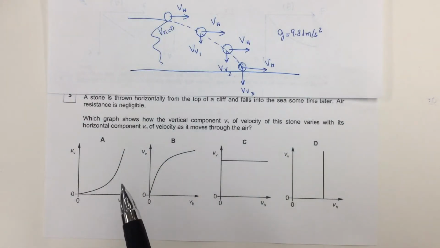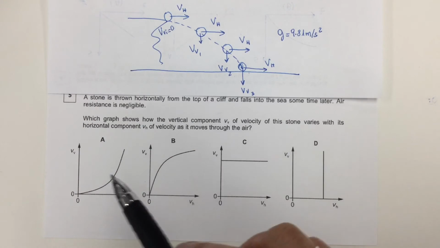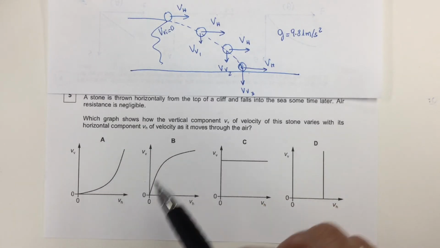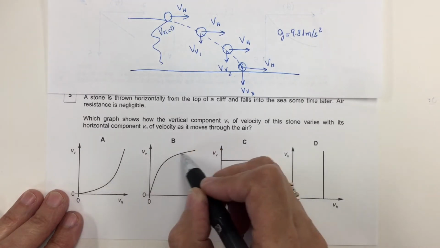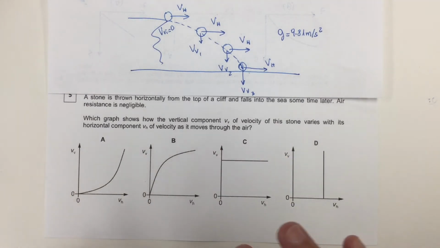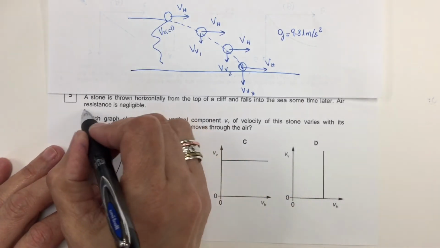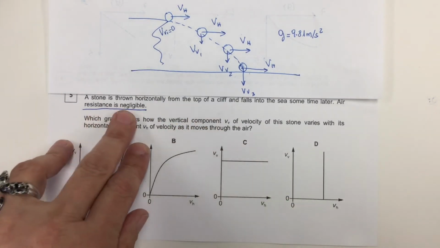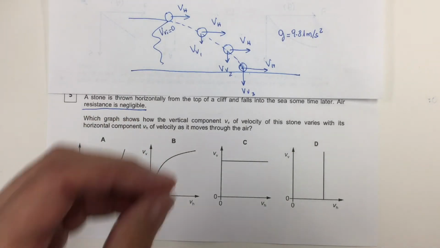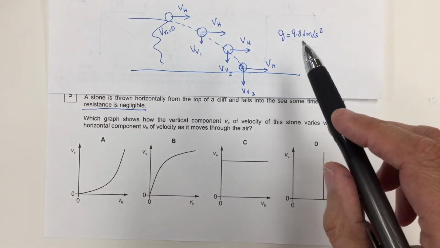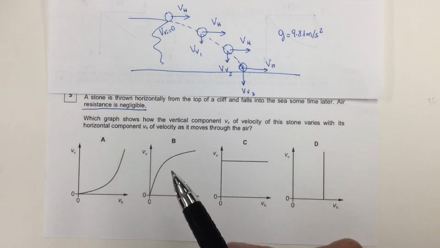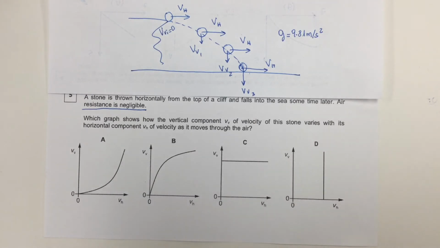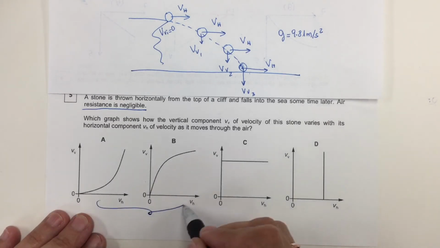I want you to look at both graphs A and B, because they indicate a curve with an increasing slope and decreasing slope. But the problem says the air resistance is negligible, which means that the acceleration is constant. So this should not be a curve. A curve for a velocity graph indicates a change of acceleration. That's not the case, so both are wrong.